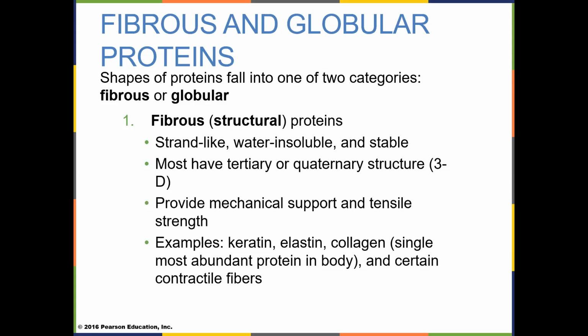And certain contractile fibers, well, that's all of our skeletal muscles and our smooth muscles and our cardiac muscles, are all fibrous protein. The thing about fibrous protein is that they're very stable. Even if they get too hot, they're going to have the same shape. If you cook a piece of chicken, you'll still see the muscle fibers in the chicken, whether it's fresh, raw, or cooked.